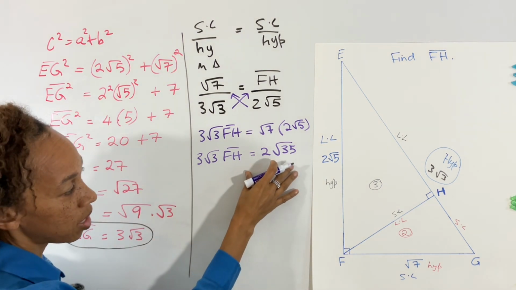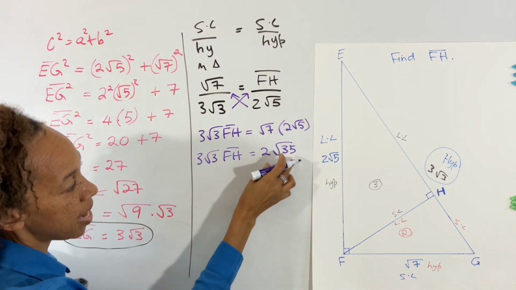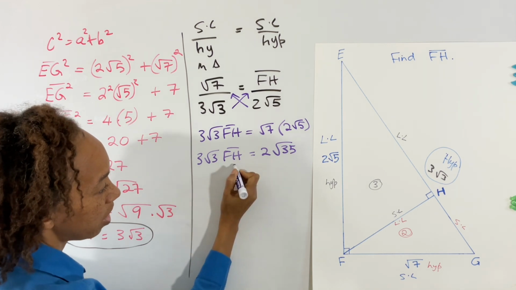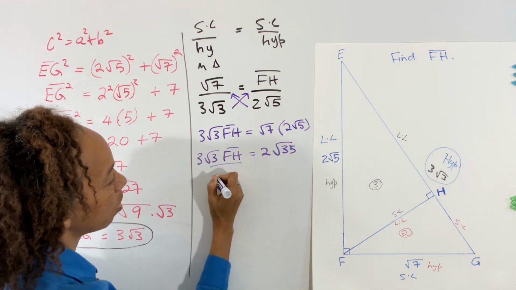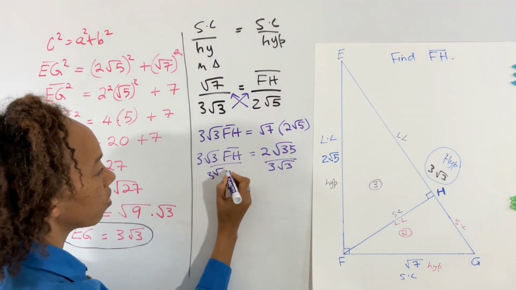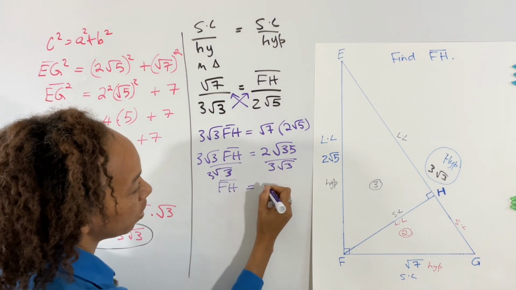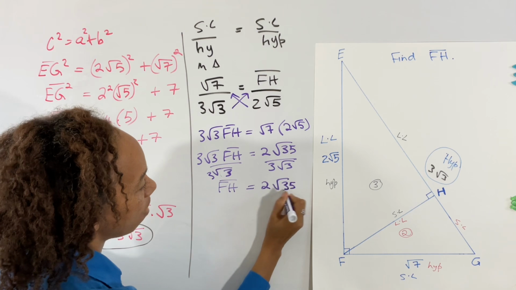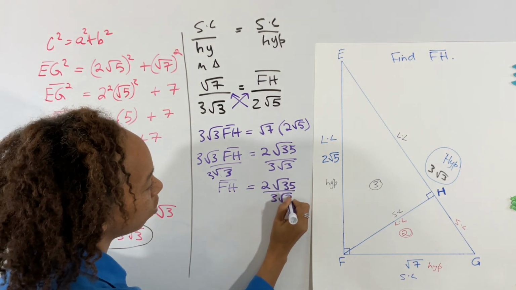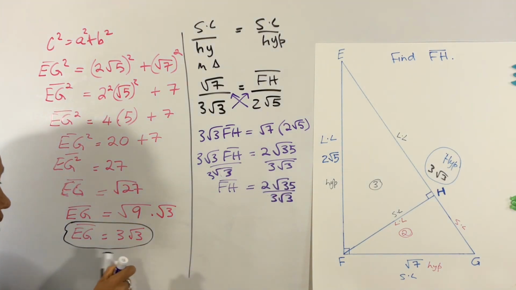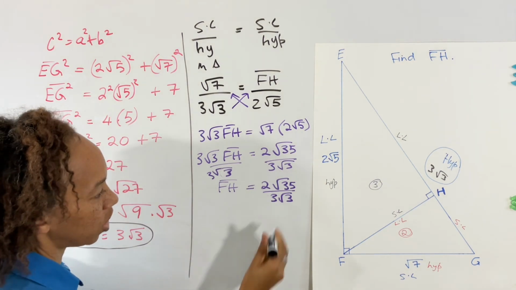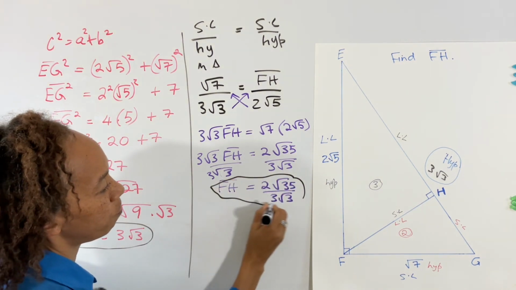This is what it would be, and then you just have to divide both sides by 3 radical 3, and you will notice that segment FH is simply going to be 2 radical 35 over 3 radical 3, and that cannot be broken down any further. This is what it would be, the altitude.